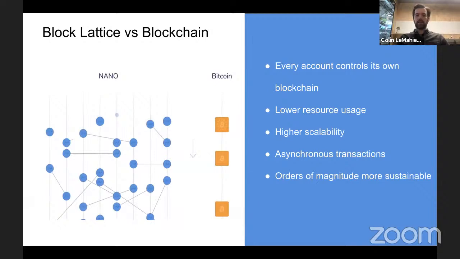So these are the tracks we have for the Unblocked conference.